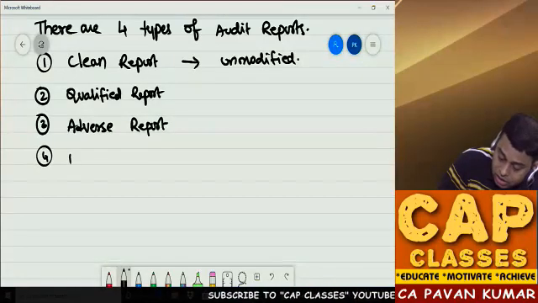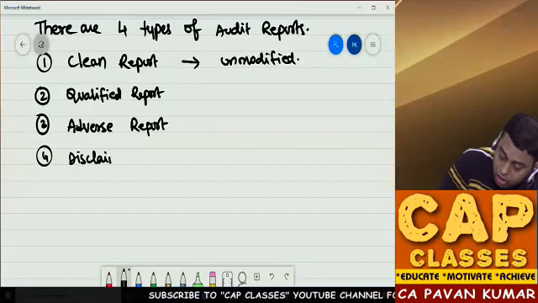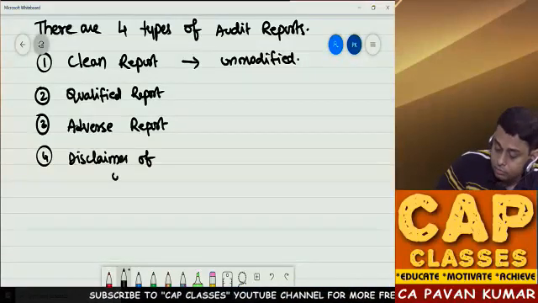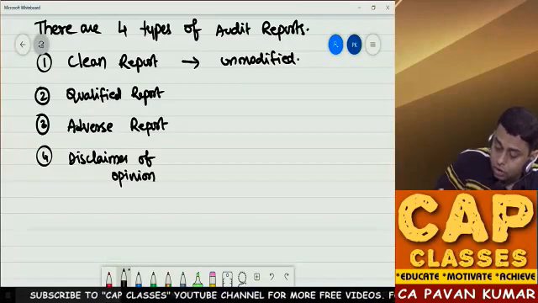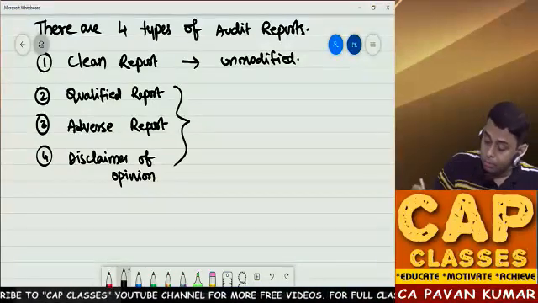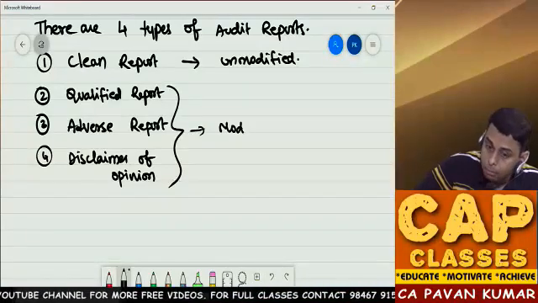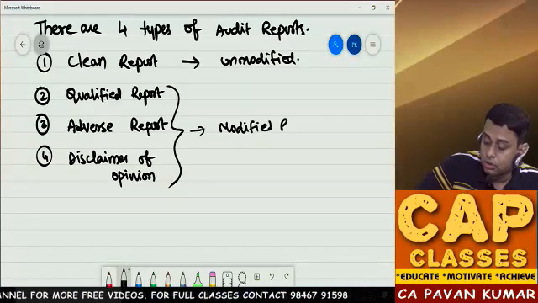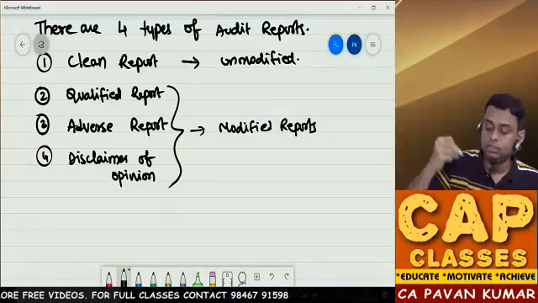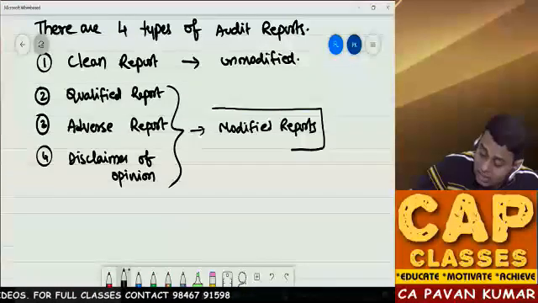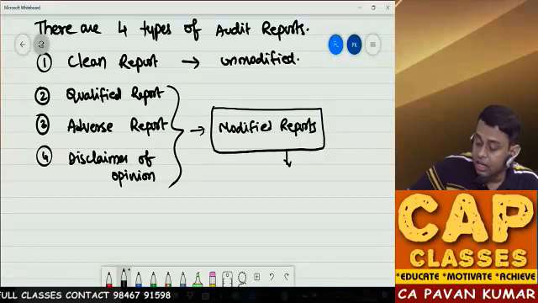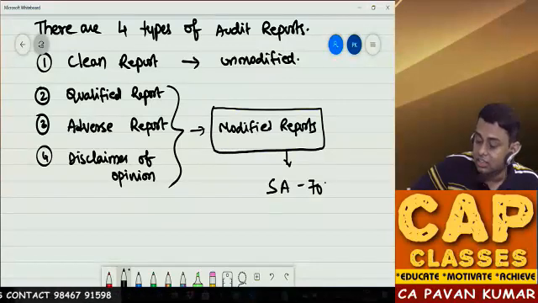Fourth one is disclaimer of opinion. So first one is unmodified. 2, 3, 4 put together are called modified reports. So this is the agenda in SA 705.